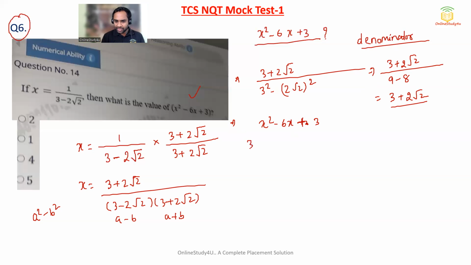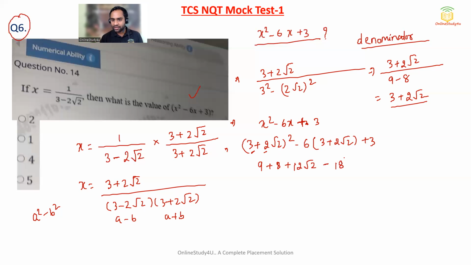x square, so (3 plus 2 root 2) square minus 6 into (3 plus 2 root 2) plus 3. Then a square: 3 square is 9, (2 root 2) square is 4 into 2, 8, plus 2ab: 2 into 3 is 6, 6 into 2 is 12, so 12 root 2. Minus 6 times 3 is 18, and minus 6 times 2 root 2 is minus 12 root 2, plus 3. So 12 root 2 and minus 12 root 2 cancel. 9 plus 8 is 17, 17 minus 18 will be minus 1, plus 3. So it will give you 2. So option A will become your correct answer.